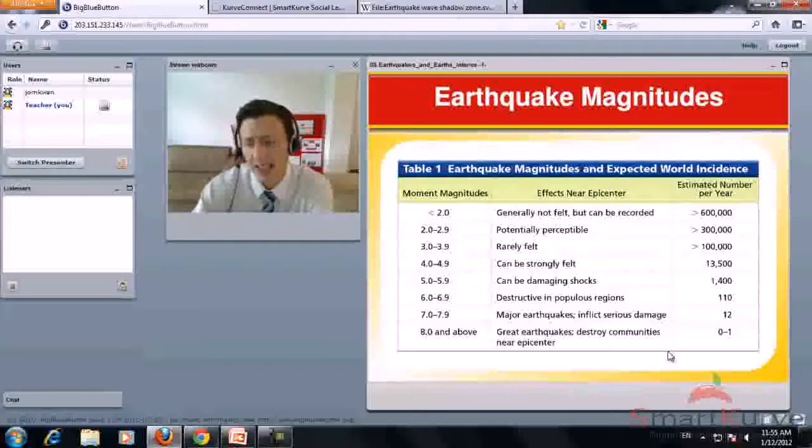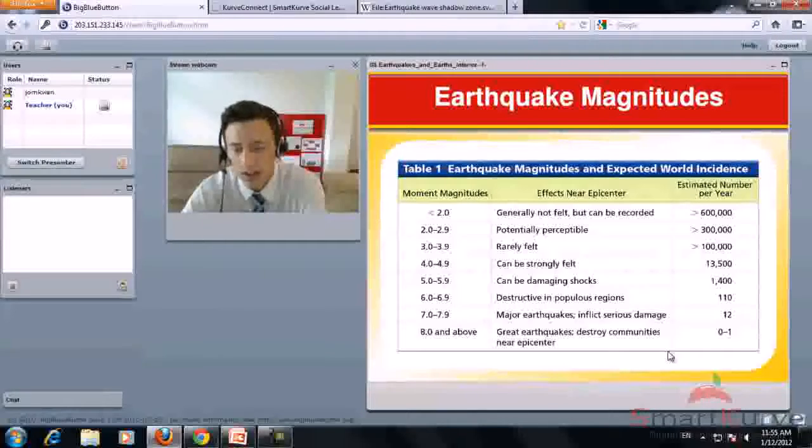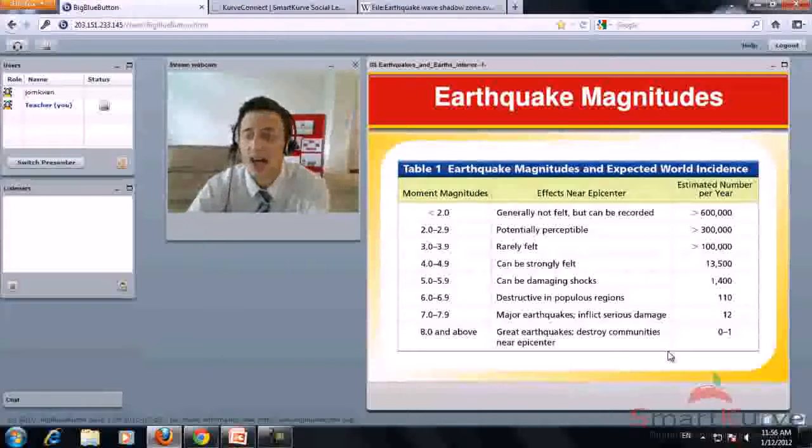Also notice in the last column the estimated number per year. Look, a Category 3 to 3.9, we get about 100,000. Category 4 to 4.9, we get about 13,000. That's about 1/10. Notice the next one, Category 5 to 5.9, 1,400. Again, 1/10. 6 to 6.9, again, about a tenth. And again, 7 to 7.9, we're down to 12. 8 and above, we're down to 0 to 1 every year.